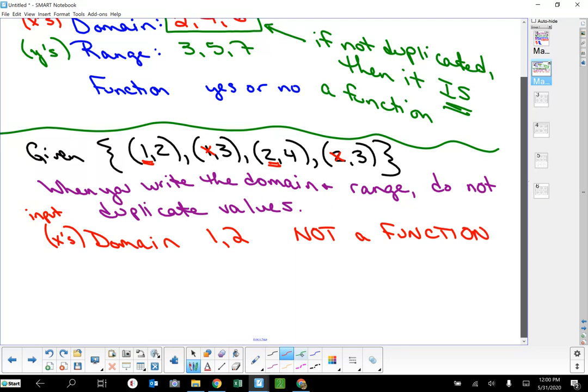So then when I write my range, again, that's y's. My y's are 2, 3, 4. Here's another 3. I already have that. So I'm going to go 2, 3, 4, and that would be my range. Now, your range, it doesn't matter if there's duplication here. There can be.